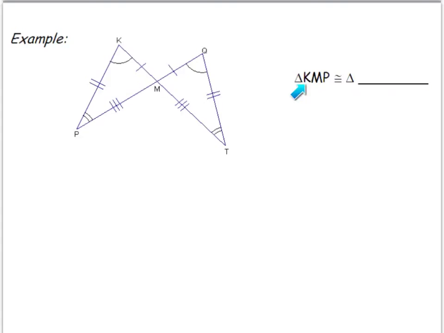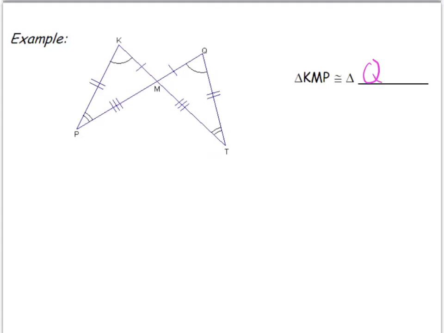So if I start off in the first triangle with letter K, notice K has a single arc marking the congruency of the angle. And then it travels to M, and then it goes to P, which has a double. So really what I'm thinking is, on the other triangle, I need to start off with the single arc, go to what's shared, and then go to the double. So to tell me that triangle KMP is congruent to, I would say it's congruent to triangle KMT.